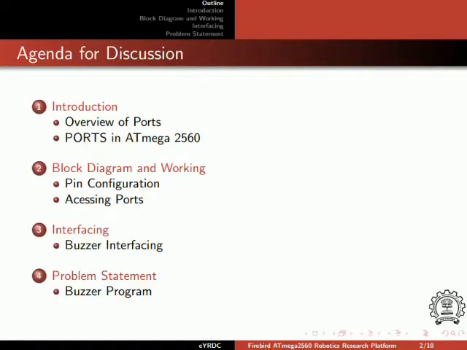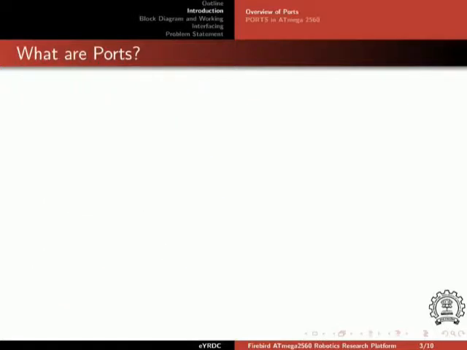Now let us see the agenda for discussion in this tutorial. The presentation will start with the discussion of input-output ports of ATmega 2560, which includes overview of ports and methods of accessing the ports with the help of various examples. Then we will learn how to write our first embedded C program to beep the buzzer interfaced on Firebird 5 robot.